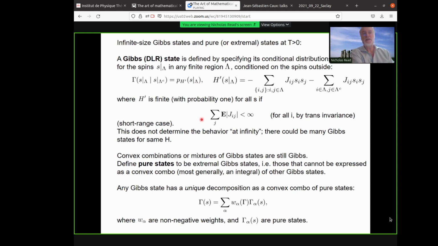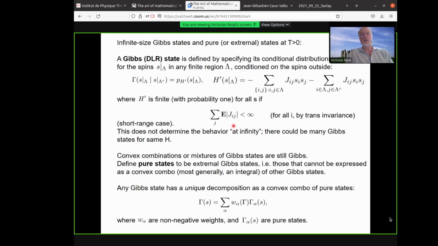And this H prime is finite with probability 1. It can be shown that it's finite if the sum of expectations of the magnitudes of the bonds leaving a given site i is finite. And that's independent of i because I always assume translation invariance. This condition defines what I call the short range case. Okay. So in general, I'm allowing longer range interactions and not only nearest neighbor. So this does not determine the behavior of the state at infinity, and there could be many different Gibbs states under this definition for the same Hamiltonian H.